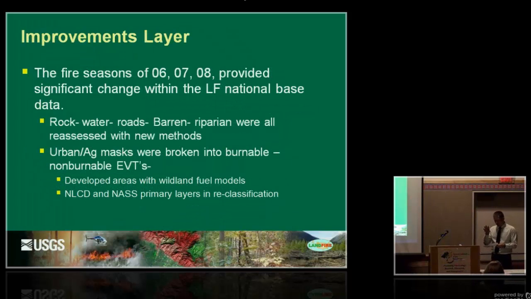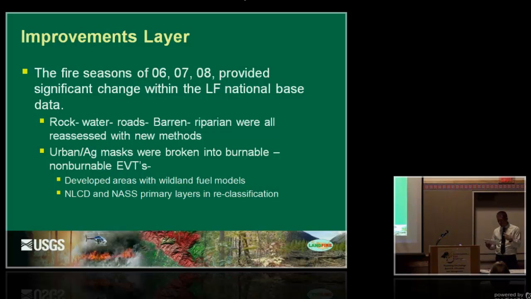So the improvements layer began, and this was the fire seasons of 06, 07, and 08. It provided significant change within the LANDFIRE national base data. So we started with working on the rock, water, roads, barren, riparian. Those were all reassessed with new methods so that we could kind of address that barriers problem. The urban ag mass were broken into burnable, non-burnable EVTs. So we added fuel models to the developed areas, mainly the low and moderate developed areas, not necessarily cities and pavement and things like that, but it was mostly that low and moderate area.